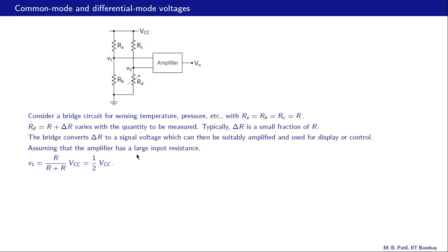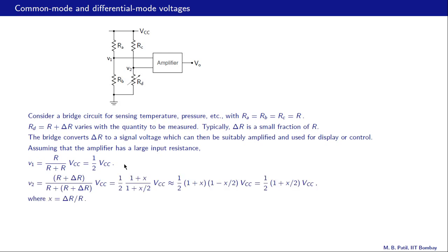Assuming the amplifier to have a large input resistance, as we said earlier, V1 is R divided by R plus R, just voltage division, times VCC, because there is no current going there. So that is half VCC. What about V2? V2 is RD divided by RC plus RD times VCC. RD is R plus delta R. This is RC.